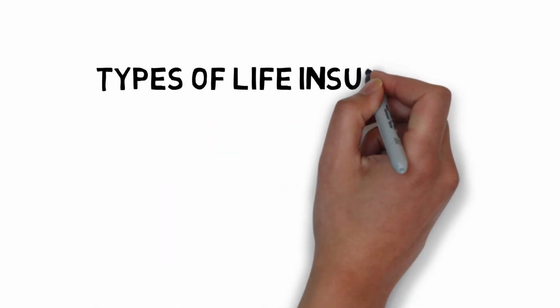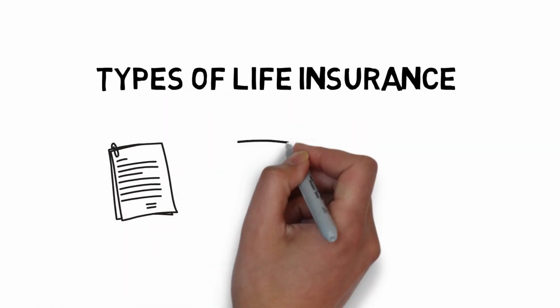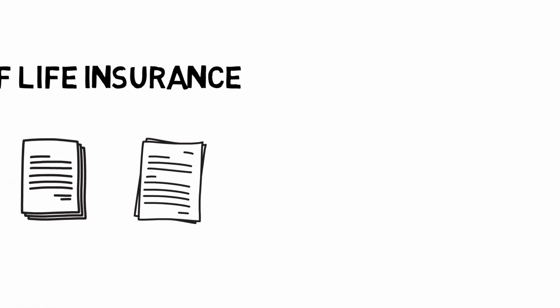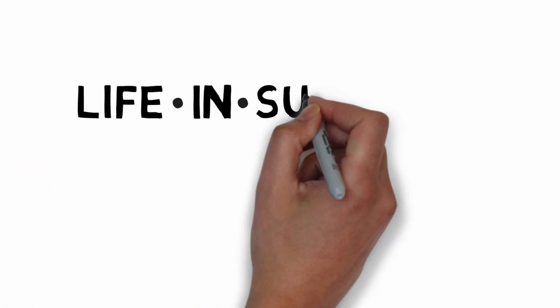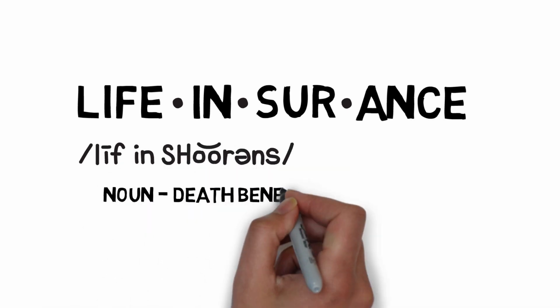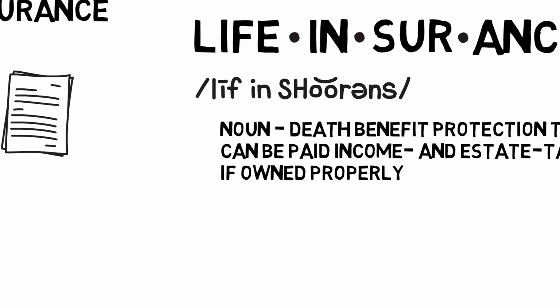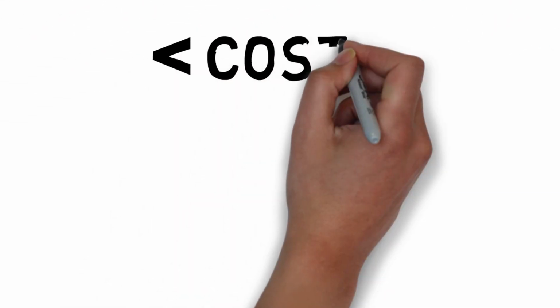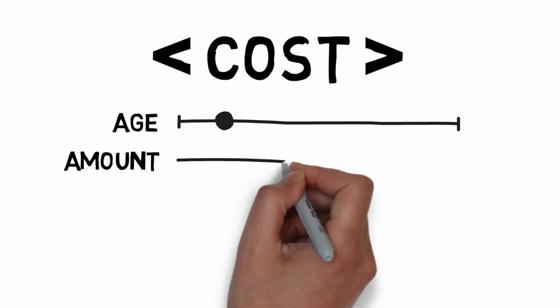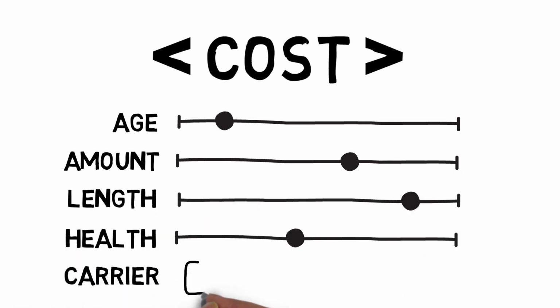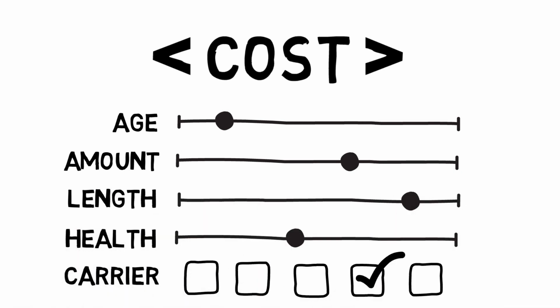This video should give you some understanding and insight into the different types of life insurance products, so you can choose the best policy for you. In the simplest terms, life insurance provides death benefit protection that can be paid income and estate tax-free if properly owned. The cost of any insurance policy is dependent on a few variables: your age, amount of coverage, length of coverage, your health, and the life insurance carrier you choose.